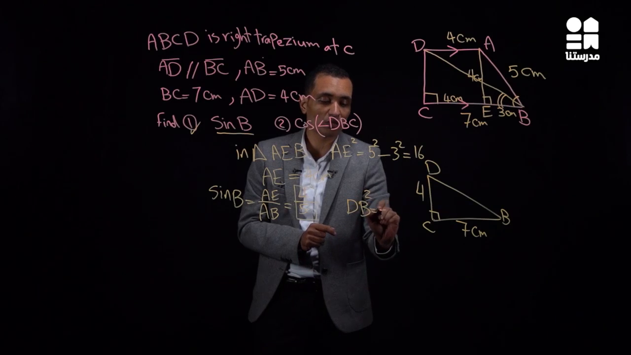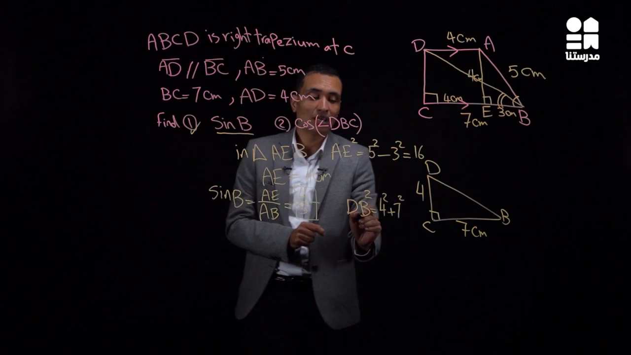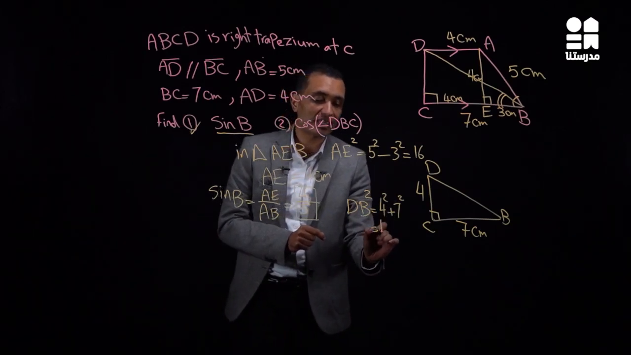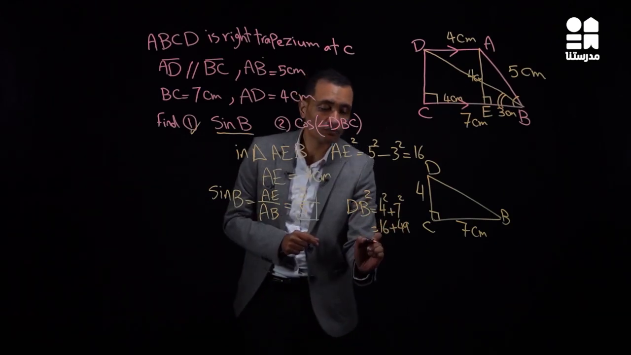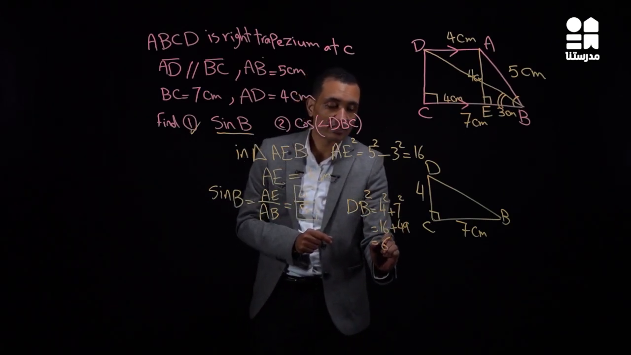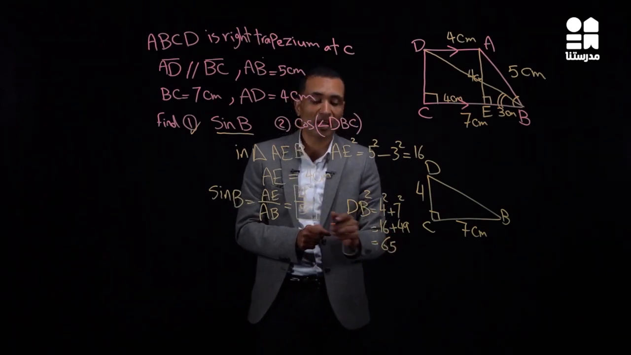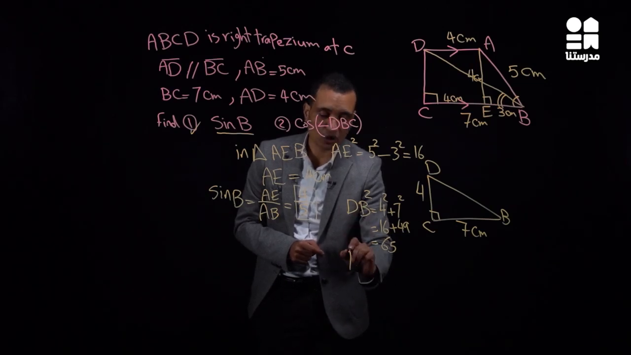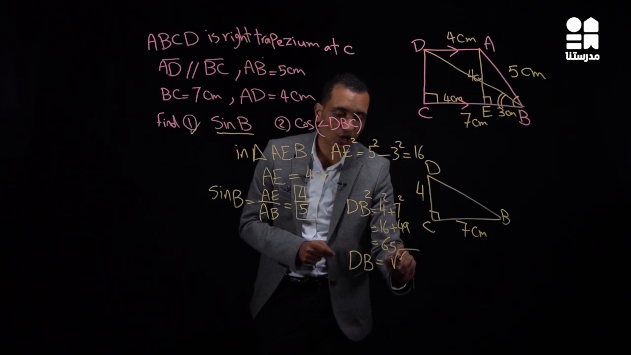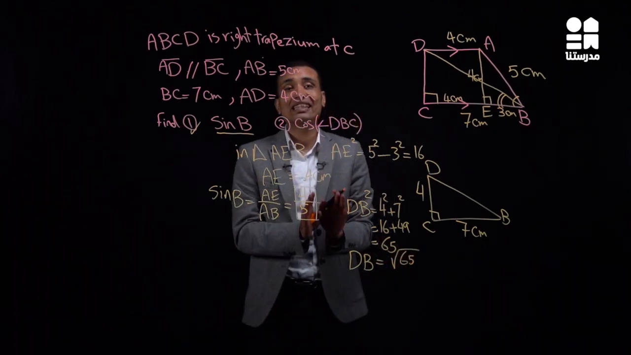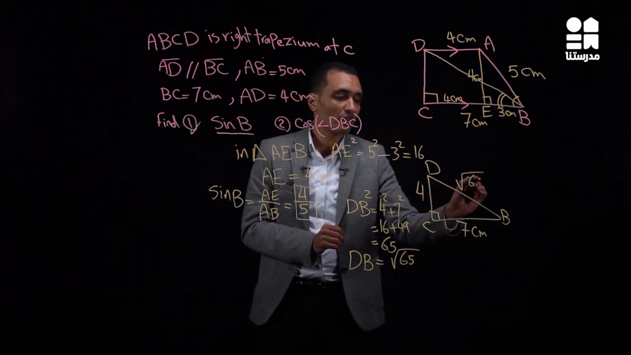DB squared equals 4 squared plus 7 squared. يبقى أقدر أقول دلوقتي it's 16 plus 49. Then add them. It will be 65. DB squared, sorry. So DB only equals the square root of 65. هو دي إجابة الدي بي. يبقى الإجابة هنا روت 65.